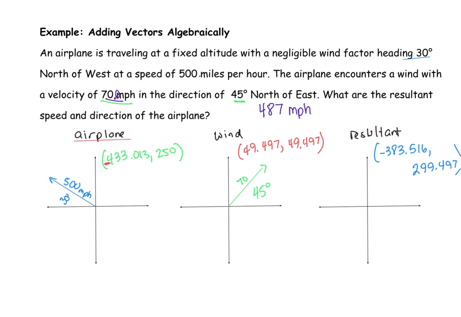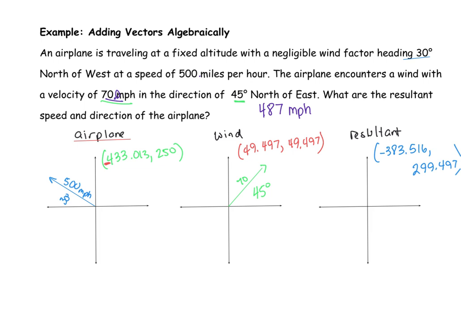He was going with the wind blowing against him. It slowed him down, right? He originally was set at 500 miles an hour, but the wind is slowing him down. He's going 487 miles per hour. Now, the wind has also affected his direction, right? He was going 30 degrees north of west.